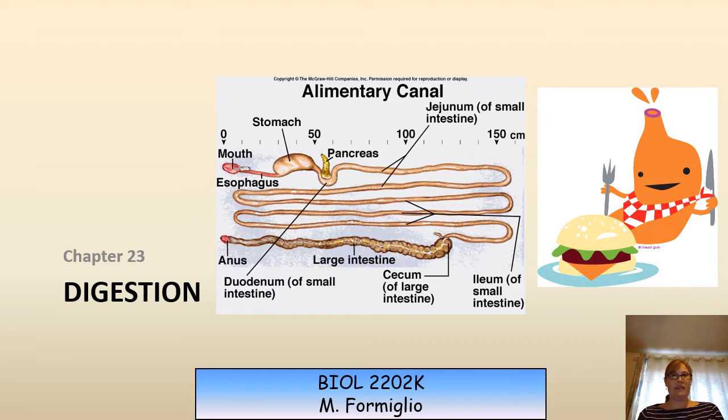So what we have in front of us is a cute picture of a little stomach eating a hamburger, but then in the middle we have this huge stretched out alimentary canal. Alimentary means nutrition, I believe. When you take your whole digestive system and stretch it out, it really is just one continuous tube with accessory organs which dump stuff into that tube.